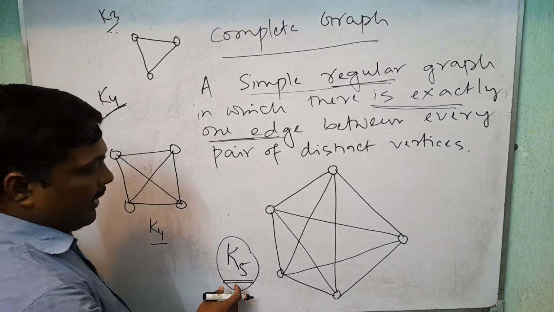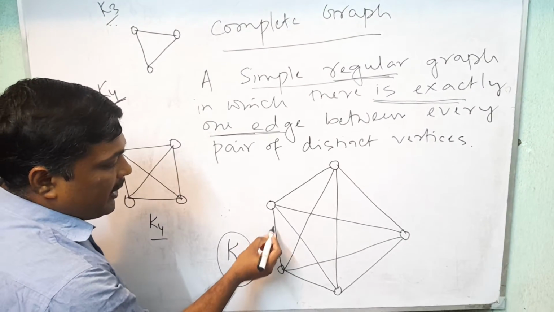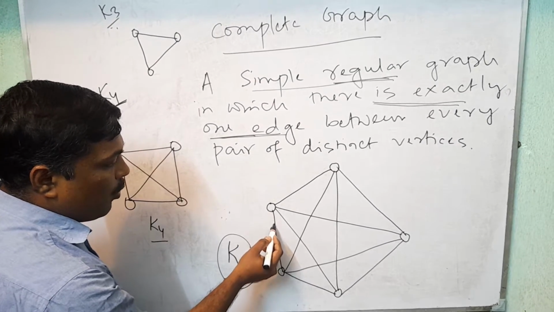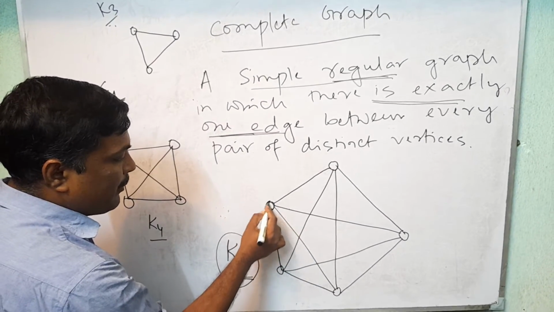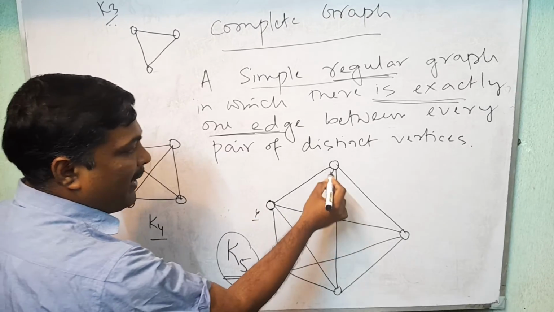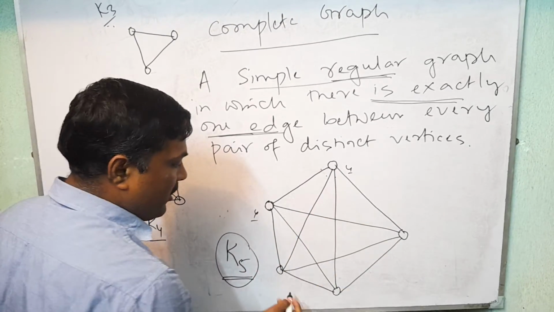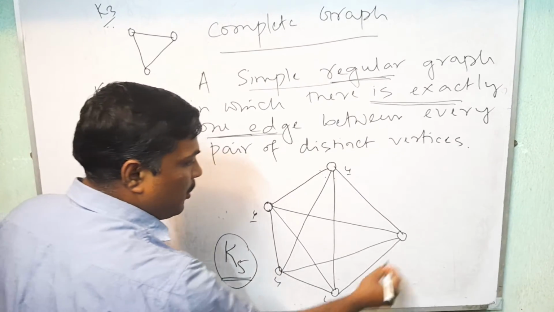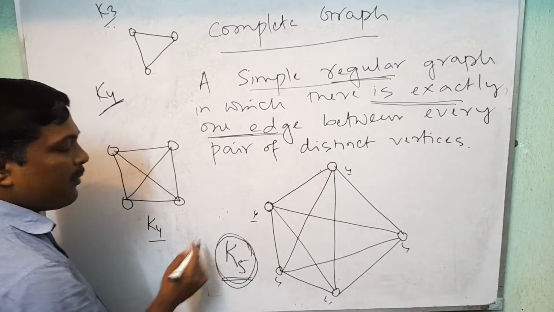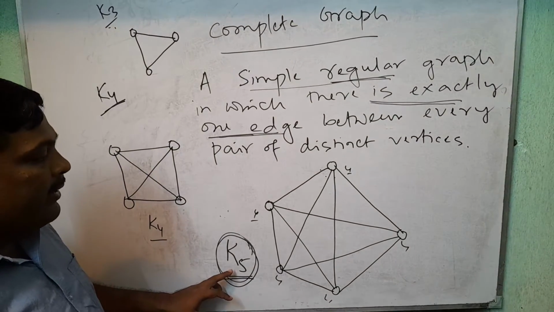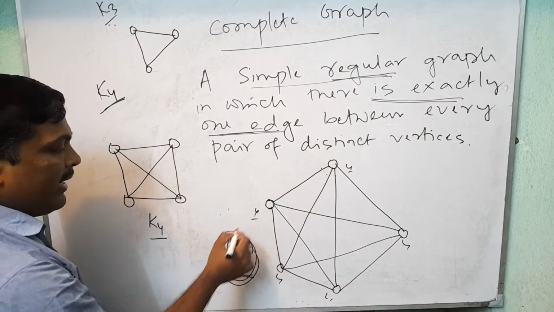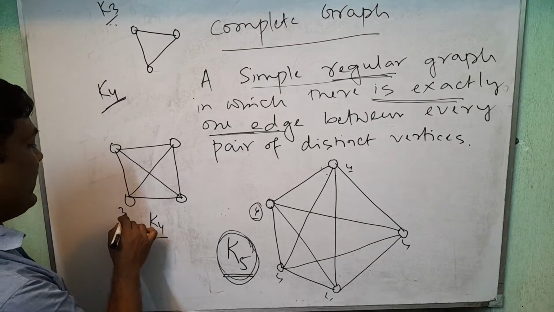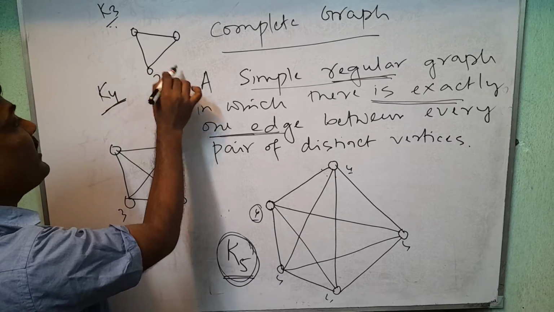Now in K5, the degree of each vertex is the number of edges incident to this vertex: 1, 2, 3, 4. So the degree of this vertex is 4, of this vertex 1, 2, 3, 4. The degree of each vertex is the same. It is a simple regular graph. So in K5, a complete graph having 5 vertices, the degree of each vertex is 4. In K4, the degree of each vertex is 3. In K3, the degree of each vertex is 2.